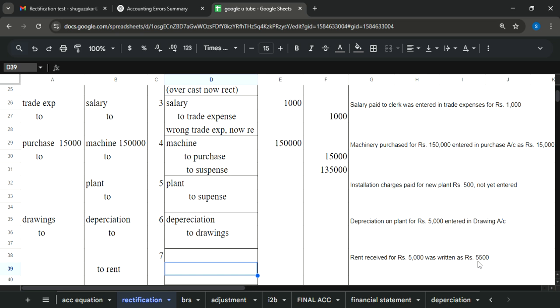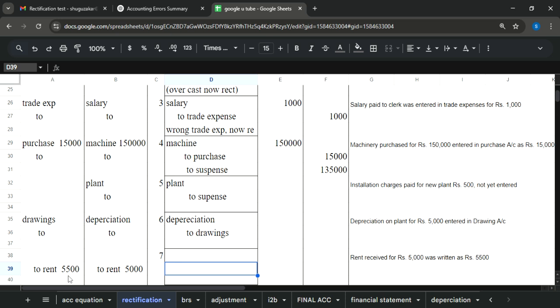It was written as 5500. So let's mention the original amount. This was your original amount, 5000, while you have written everything the same, but the amount was written as 5500. Look at this, the original amount was 5000, by mistake you have written 5500. Here you will try to know what mistake we have done. Instead of 5000, 5500 was written. It is an overcast. More amount you have entered.